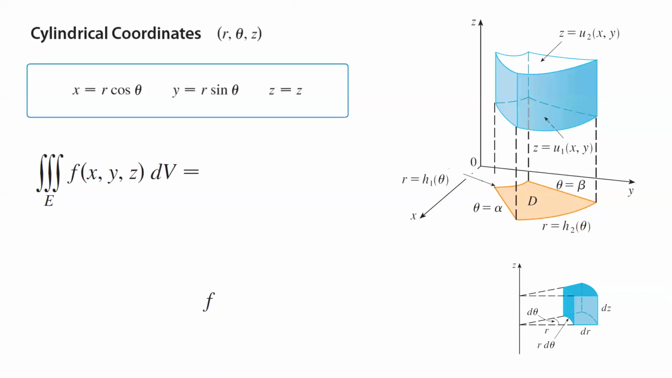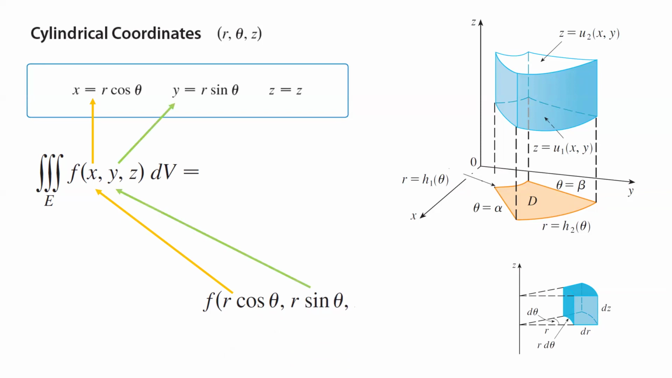The element of the volume is, first of all, you're going to write down the function itself, f of r cosine theta. X is r cosine theta, so wherever you see x, you're going to use r cosine theta. Then for y, you have r sine theta. Wherever you see y, you're going to substitute that by r sine theta, and z stays the same. There is no change in your z.